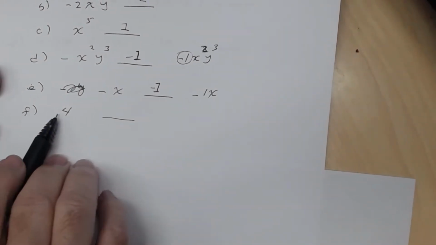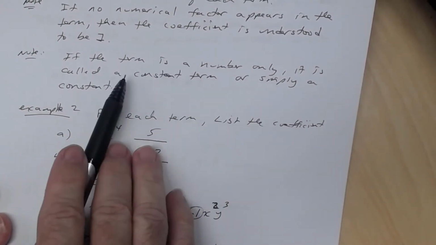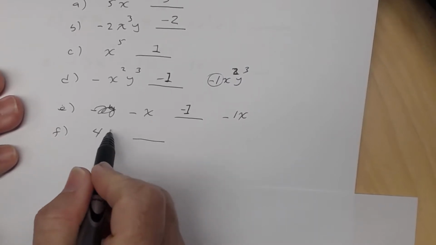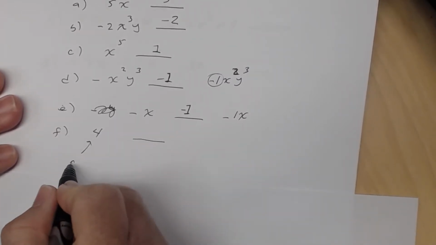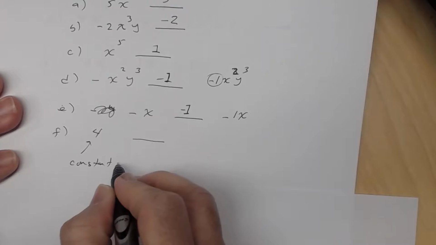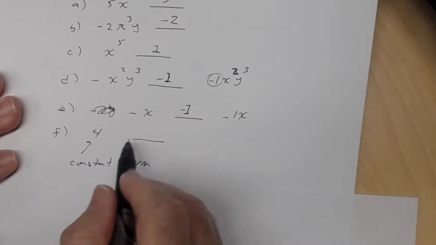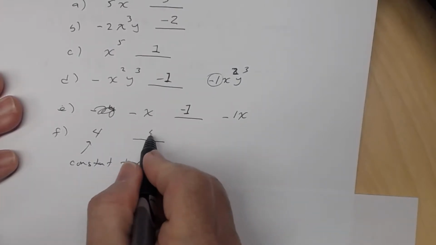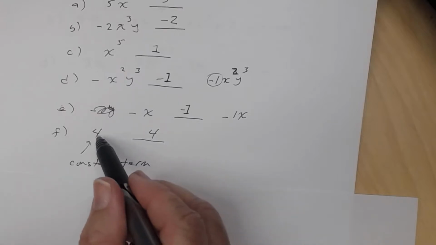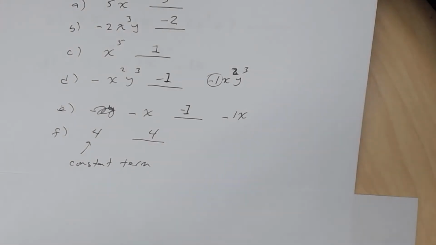Now F, see, that's the other note right here. If the term is a number only, then it's considered to be a constant term, or simply a constant. In letter F, since there's no variable associated with it, this is called a constant term. That's going to be an important word for you as you go through your courses. The numerical coefficient of the constant term would be that number. So you would say 4. Don't leave it blank. Even though it's a constant term, we still say that the numerical coefficient is 4. All right, now let's look at the next one.